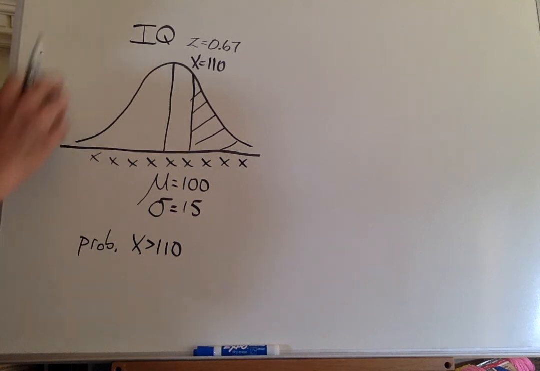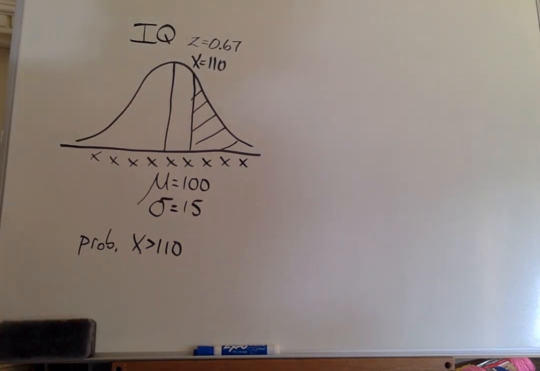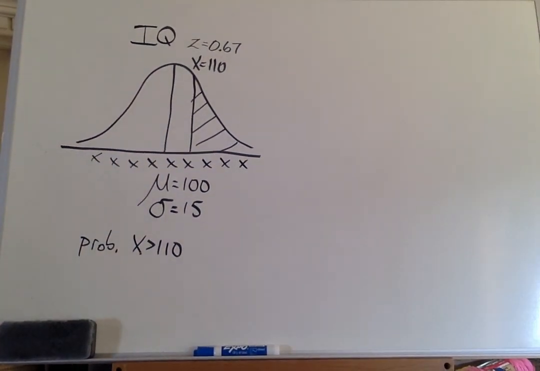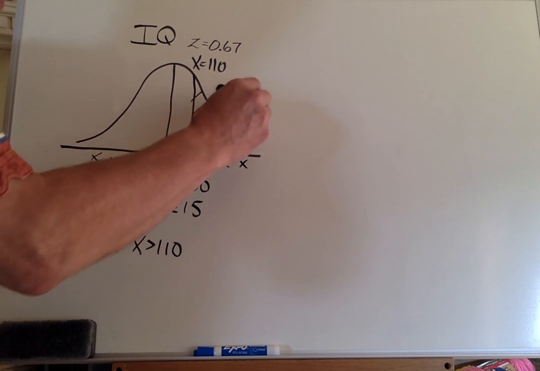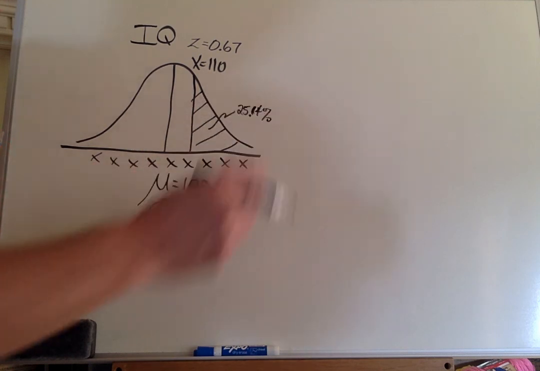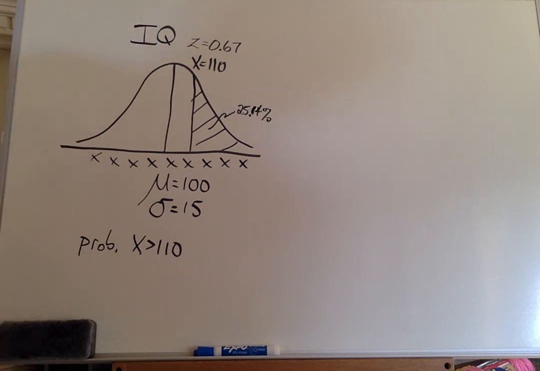So if I go to my unit normal table, where is my unit normal table? Hold on a minute. It's over on the other chair. My z-score of 0.67. So then I want to know how much is in the tail. How much is in the tail? 0.67, how much is in the tail? 25.14%. Okay. So, I mean, that's pretty high. About a quarter of the population has an IQ above 110. All right?